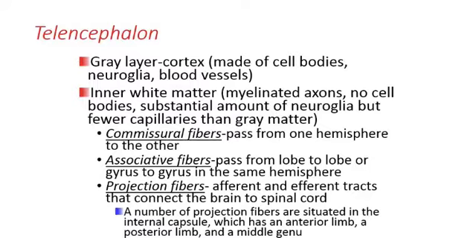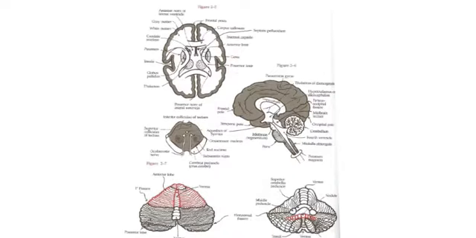cord. And so a lot of the projection fibers are situated in a region of the brain called the internal capsule, which has an anterior part or anterior limb, a posterior limb, and a middle genu. Genu is knee. It's a bend like a knee might be. And we can see the internal capsule here. This is the anterior limb of the internal capsule. It curves around. Here's the posterior limb of the internal capsule. And here is the bend or the genu or the knee.